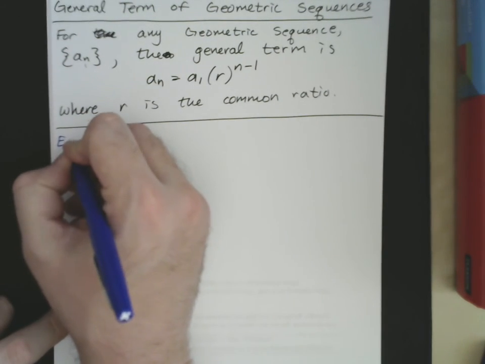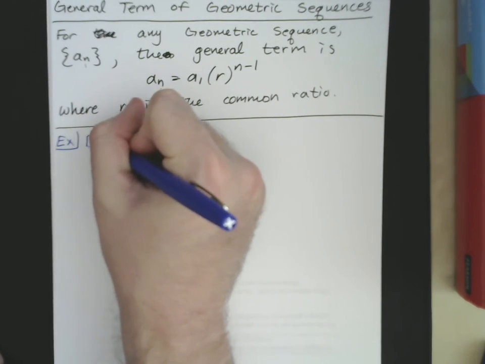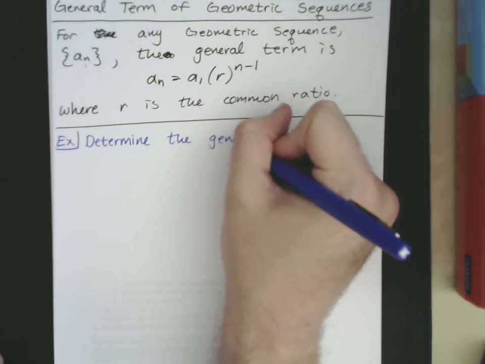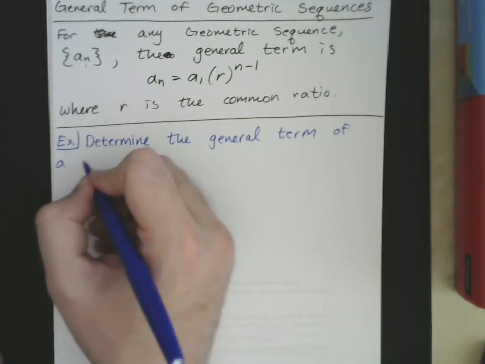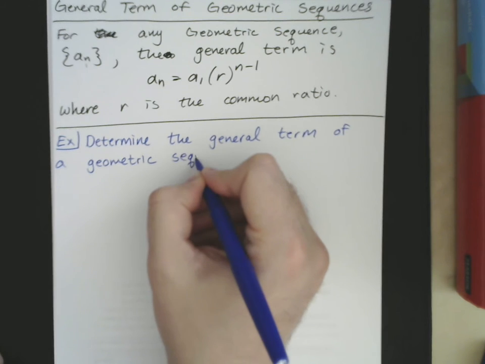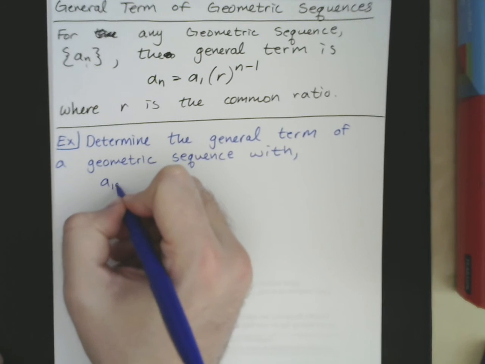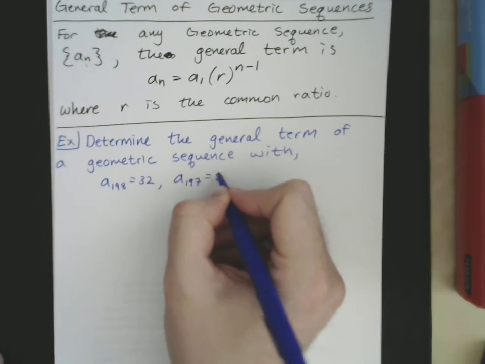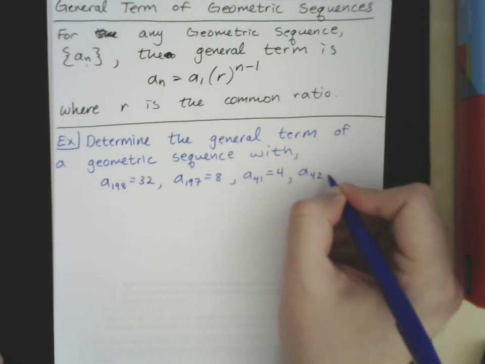So let's take a look at a problem together here. So we're going to determine the general term of a geometric sequence with a sub 198 equaling 32, a sub 197 equaling 8, a sub 41 equaling 4, and a sub 42 equaling 16.